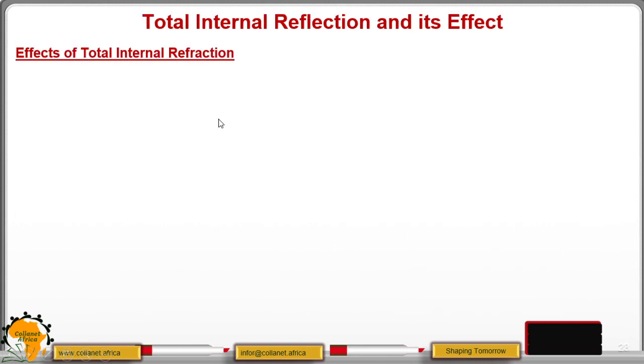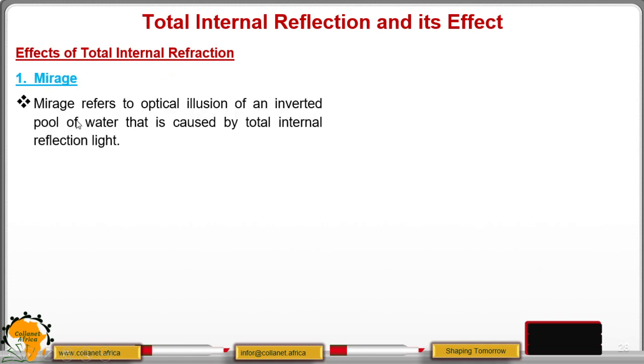Then from there, we move to the effects of total internal reflection. The first one is the mirage. Now, if you stand on a tarmac road on a hot day, you always see as if there is a pool of water ahead of you. And as you move, you always find that pool of water moving. That is not a pool of water, but an illusion.